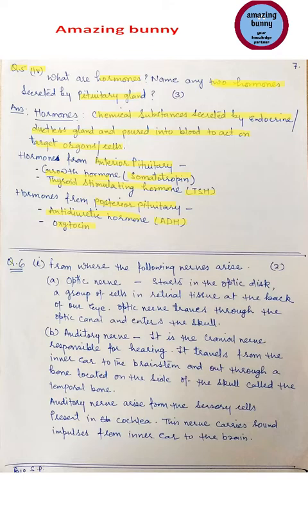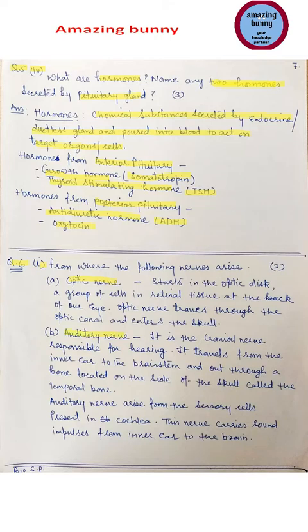Now next is question number 6, part 1, from where the following nerves arise. Now first is optic nerve. Now this optic nerve starts in the optic disc, which is a group of cells in retinal tissue at the back of our eye, and optic nerve travels through the optic canal and enters the skull.